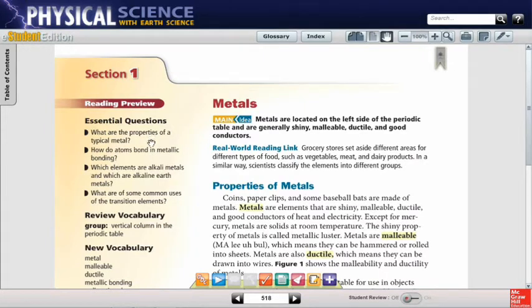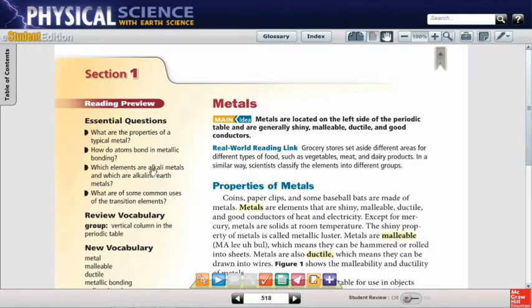What are the properties of typical metals? That's going to be one of the things we have to find out. How do atoms bond in a metallic bonding? That's another thing we're going to be looking at. Jot that down on the left side of your notebook, and when you come across it, if I talk about it, if you hear it in class, I want you to answer that question then. How do atoms bond in metallic bonding?